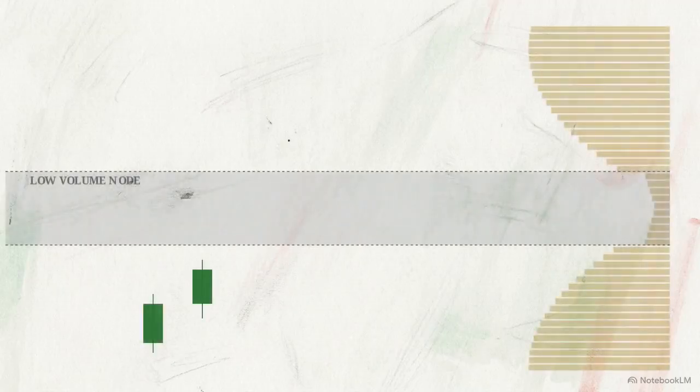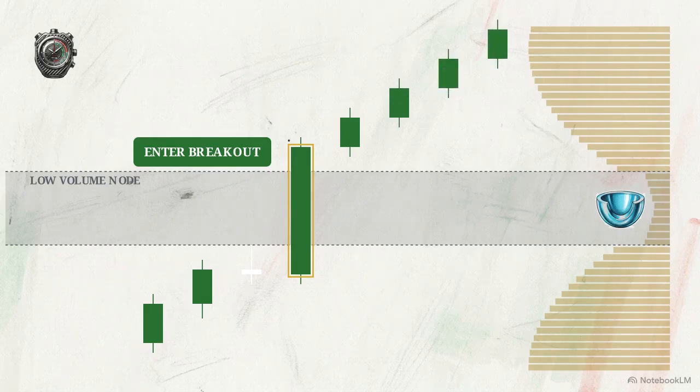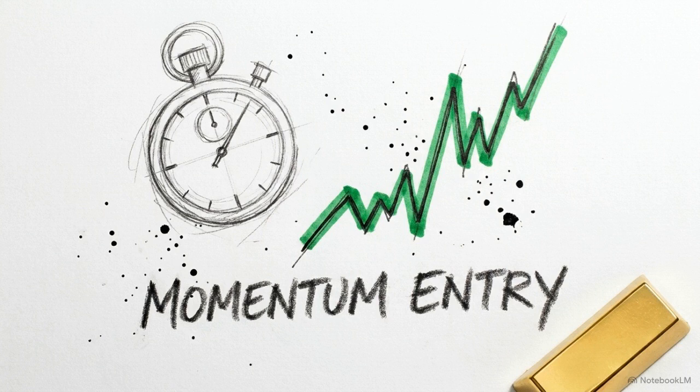But you don't enter on the first touch. You wait for a 5-minute candlestick to fully close outside the zone. That candle close is your mechanical confirmation that the break is real. Once that candle closes, you execute. Without historical volume to slow it down, the price shoots through the gap toward the next major level. Treating LVNs as high-speed transit zones gives momentum traders a precise, repeatable entry mechanic.